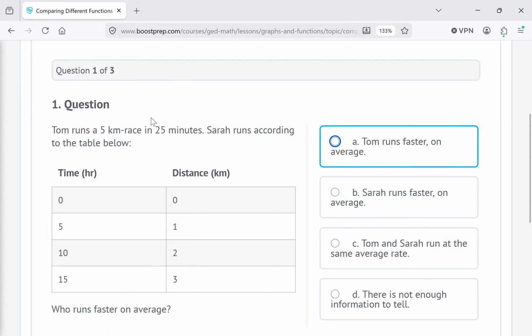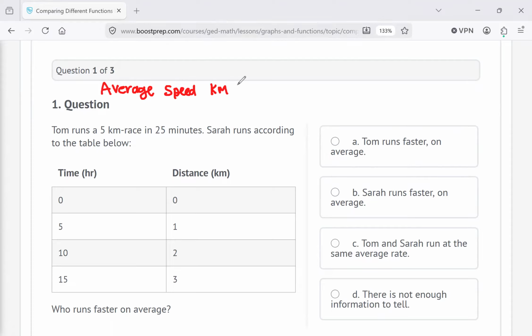So Tom runs 5 kilometers in 25 minutes. Let's figure out how you find the average. Average speed, in kilometers per hour, is equal to total distance over total time.